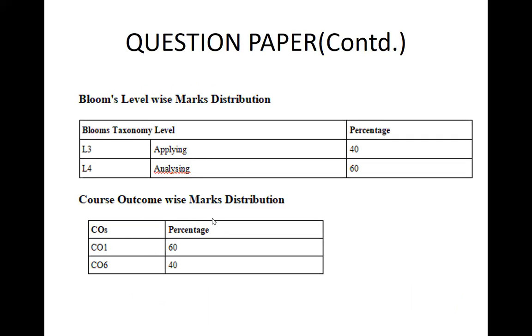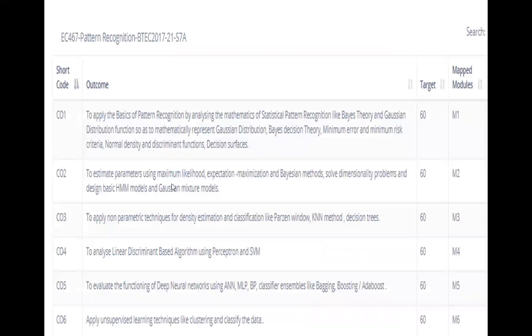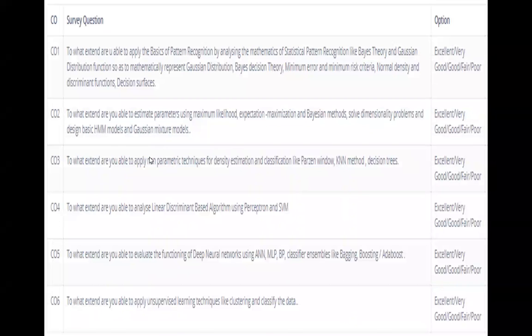And the course outcome wise mark distribution is also shown here. In this case, 60% of marks goes to course outcome 1. In course outcome 6, 40% of the marks goes to course outcome 6. So this is another example of a course outcome based on pattern recognition.